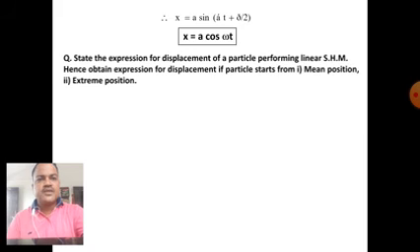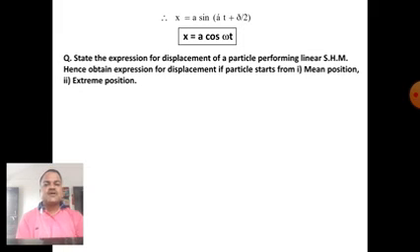So therefore the equation becomes x is equal to a sin omega t. The value of alpha is equal to pi by 2 is given in the equation x is equal to a sin(omega t plus alpha). So therefore the equation x is equal to a sin(omega t plus alpha) is nothing but x is equal to a cos omega t.